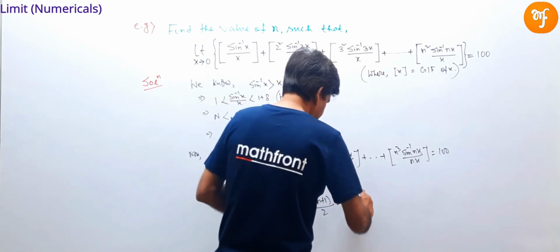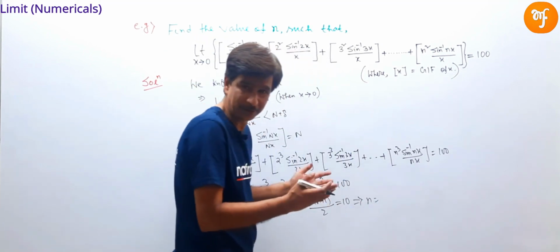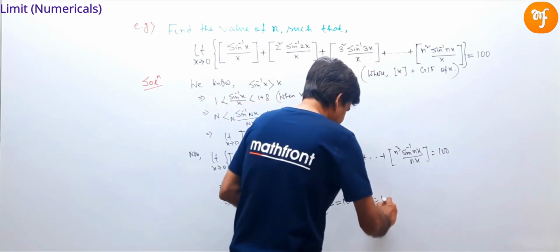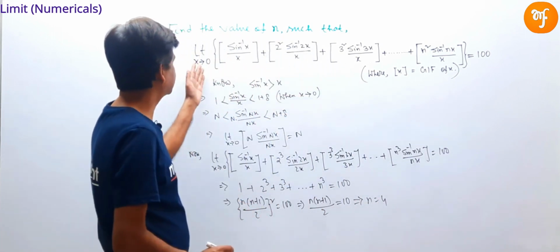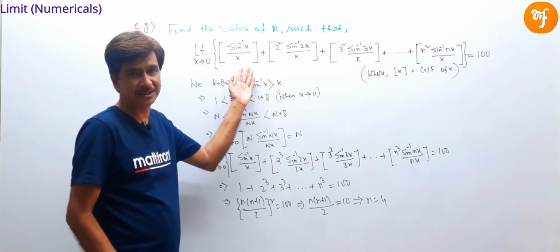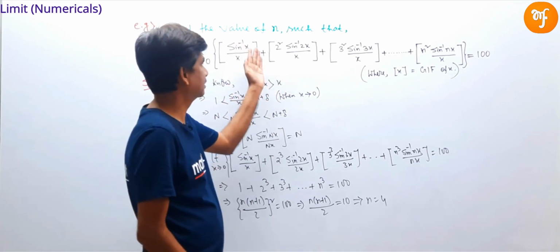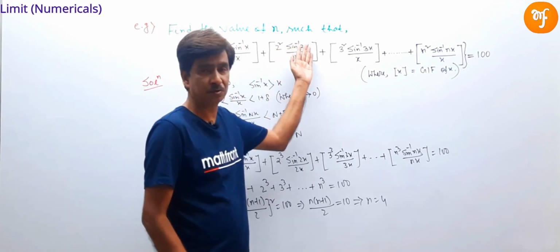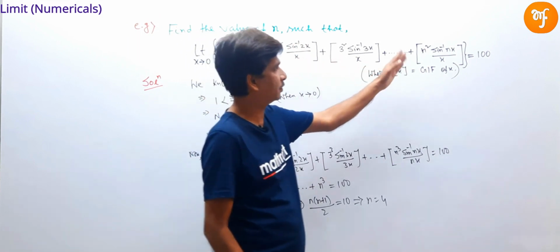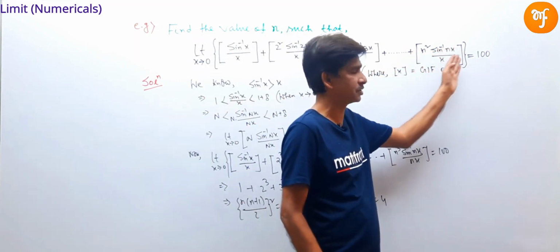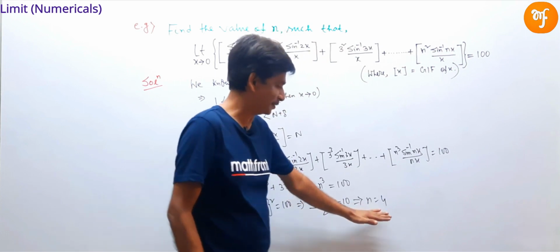Which gives the value of n is equal to 4. So limit x tends to 0, box of sine inverse x by x plus box of 2 square sine inverse 2x by x plus dot dot till box of n square sine inverse nx by x is equal to 100, then the value of n becomes 4.